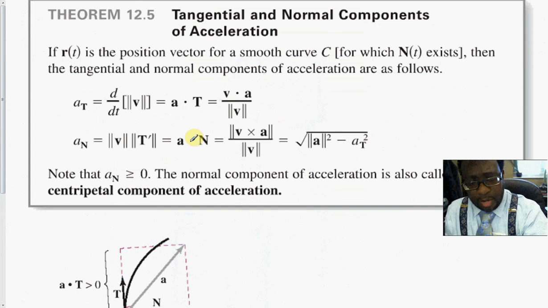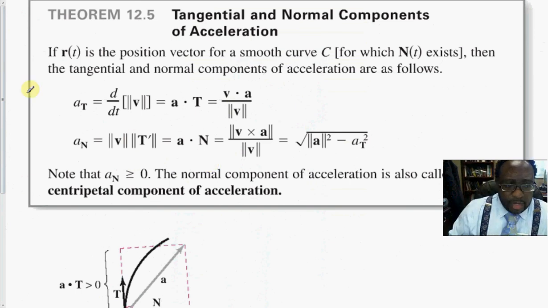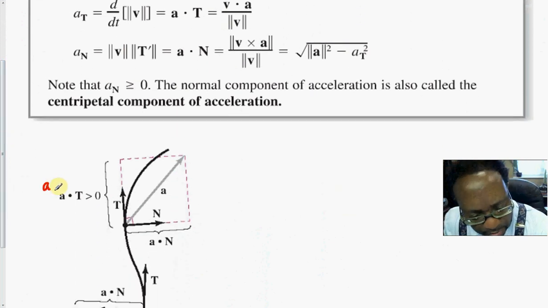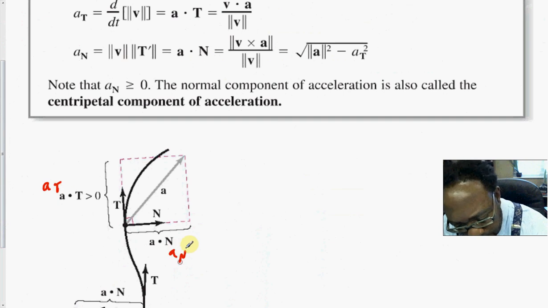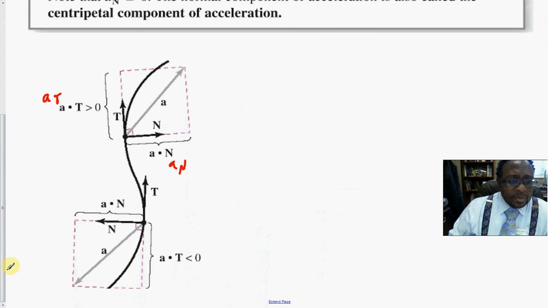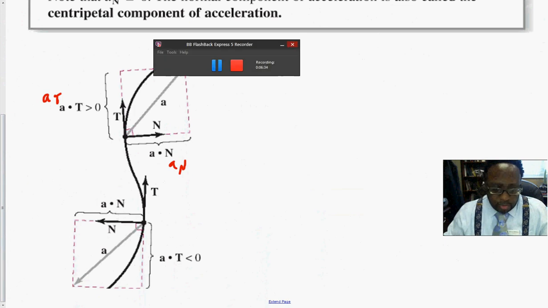A sub n is the dot product of the acceleration and the normal vector. And I think when you consider that, again, if we look at what's happening with the graph, this is a sub t, and this is a sub n. Now, next we want to take some problems where we want to find the tangent vector, the normal vector, and then from there, thirdly, we will calculate the tangential component of acceleration and the normal component of acceleration.